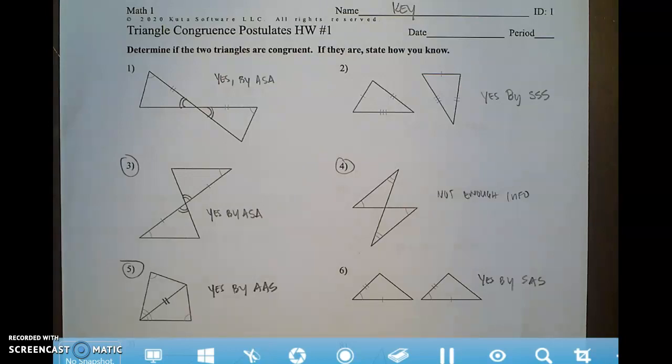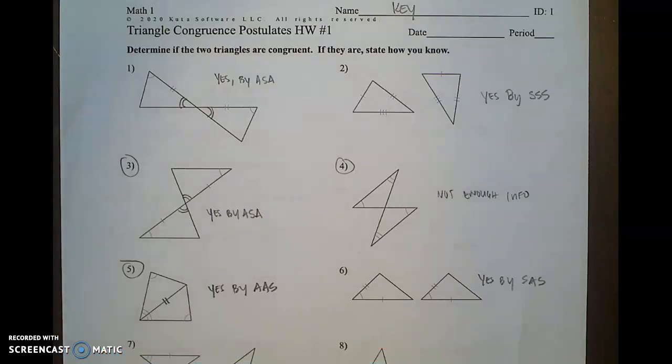Today we're going to start off by going over the answers to homework number 1 and 2 from this week. I'm just going to show you the answer key, and I'm going to talk about a few of these.